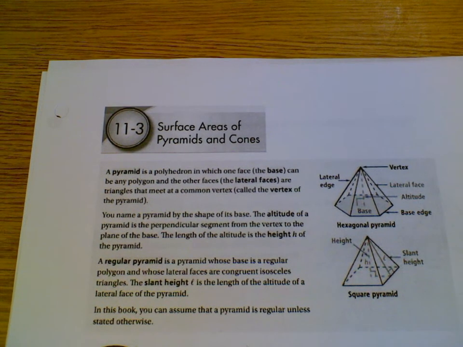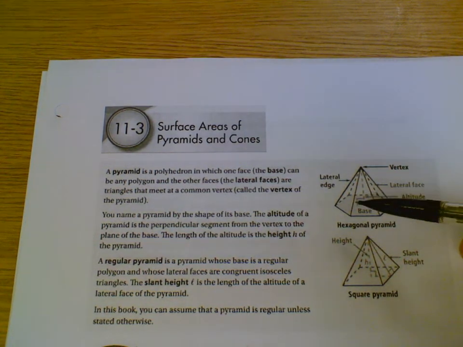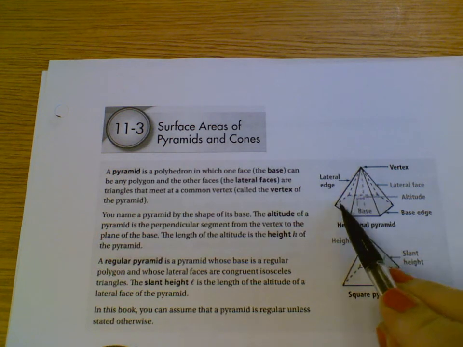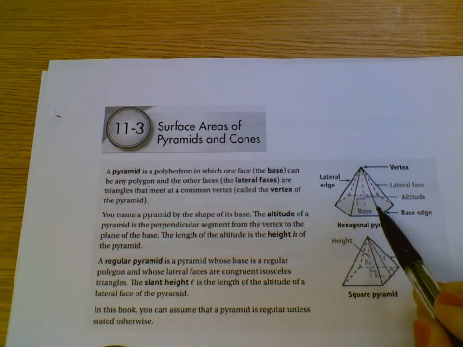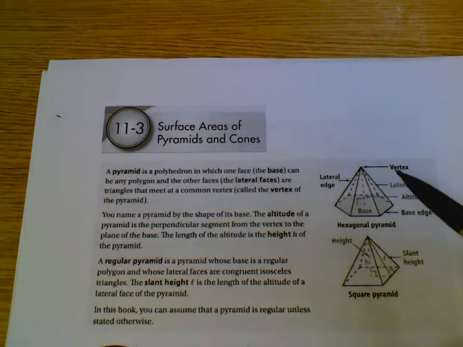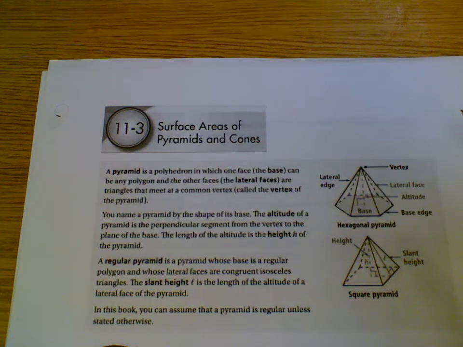Section 11.3 is surface areas of pyramids and cones. So I gave you some vocab up here at the top. A pyramid is a polyhedron in which one face, the base, can be any polygon. So this one is a hexagon, so it's called a hexagonal pyramid. And then all the other faces, which are the lateral faces because they're on the side, are triangles that meet at a common vertex called the vertex of the pyramid.